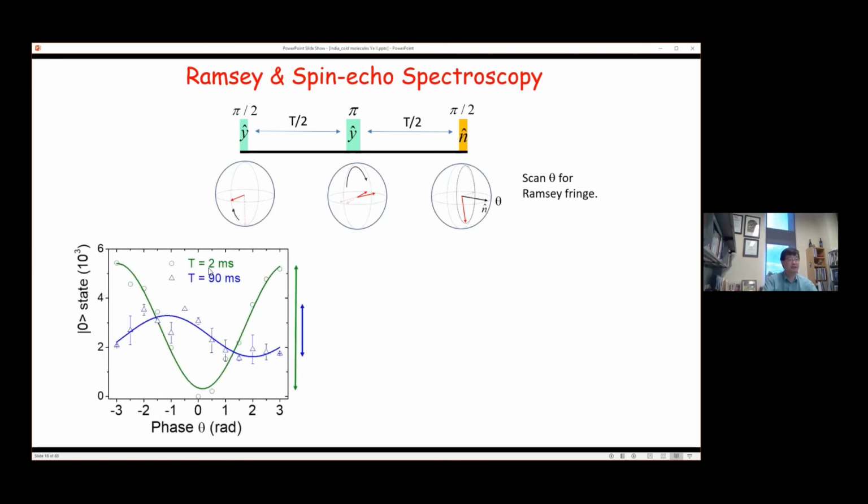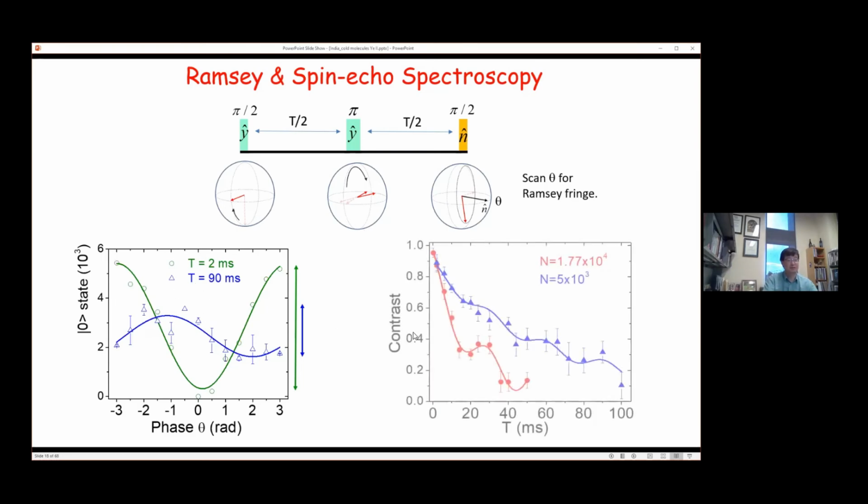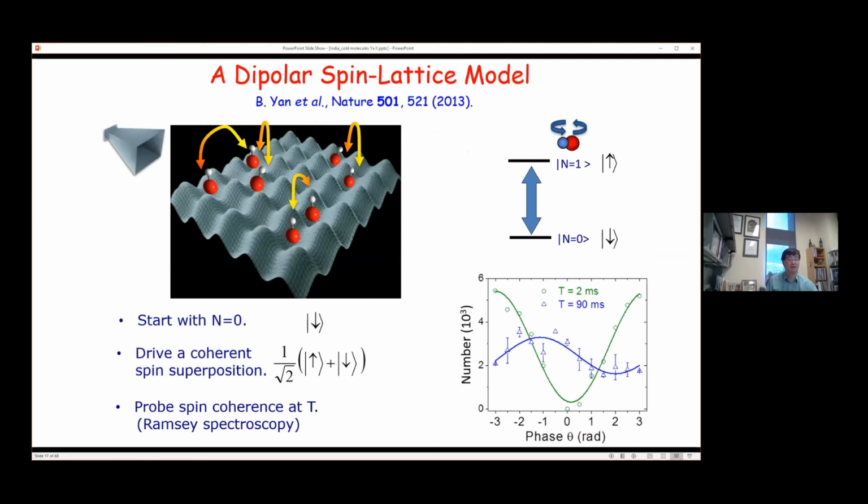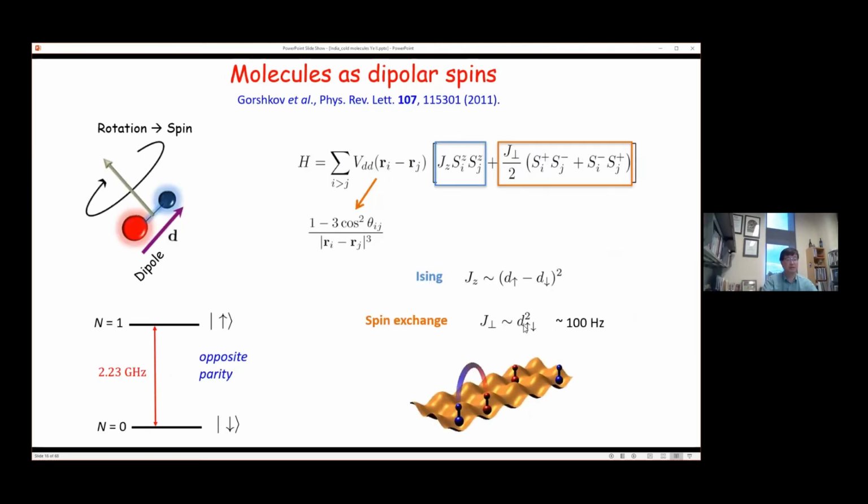For example, if you waited only 2 milliseconds, the contrast is nearly 100%. If you waited 90 milliseconds, the contrast starts to come down. And if you plot the contrast as a function of time, you see this kind of oscillatory behavior. And this oscillatory behavior becomes faster if you have more molecules, higher density, higher filling. So what's going on? It turns out this oscillation is every 20-something milliseconds, and that energy scale, 50 hertz, turns out to be exactly the spin exchange interaction energy that I described in this model. The spin exchange, which is described by dipole-dipole interaction for molecules separated by one lattice cell, can all be calculated because we know the matrix element and the distance, and it's roughly 100 hertz.